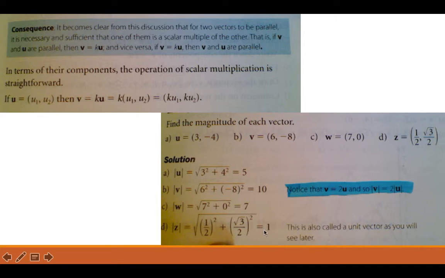And then this one right here, 1/2 and √3/2, those seem like values that maybe are familiar to us. That's because they're on the unit circle. And when you notice that we get the hypotenuse of that point, we're getting 1, a unit vector, because it would be a vector that begins at the origin and ends at a point on the unit circle. Also unit because it has a length of 1. The unit circle shows up over and over and over again, you guys.